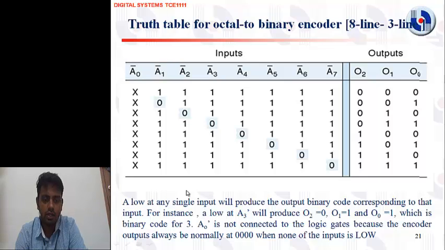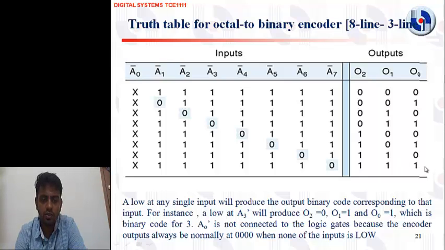A low at any single input will produce the output binary code corresponding to that input. For instance, a low at A3 will produce O2 0, O1 1 and O0 1, which is the binary code for 3. Meaning for the third condition we are getting 0, 1, 1.